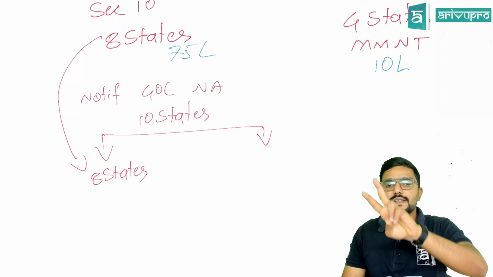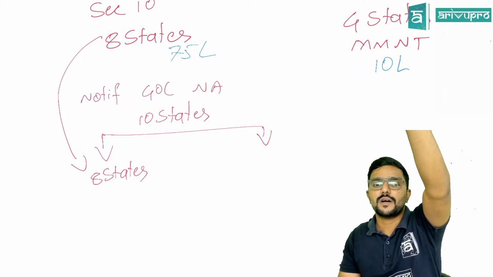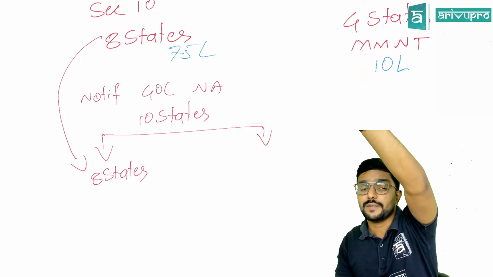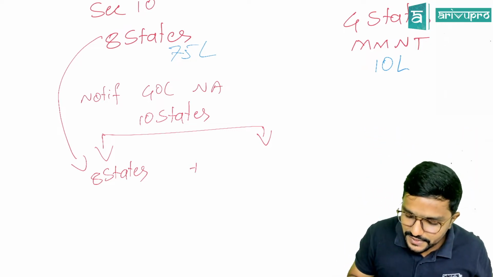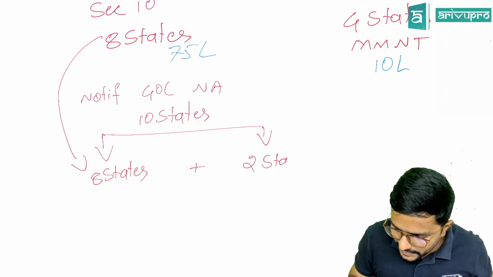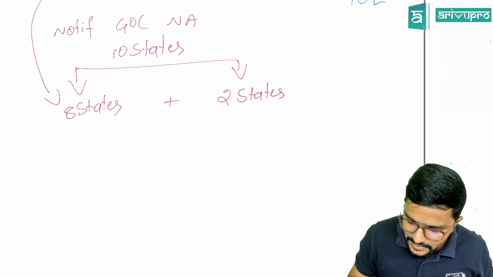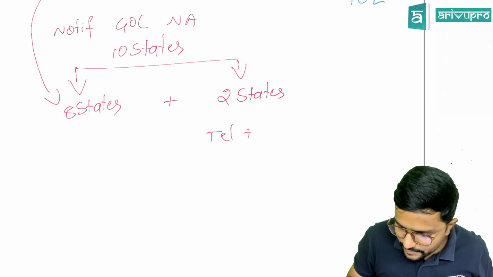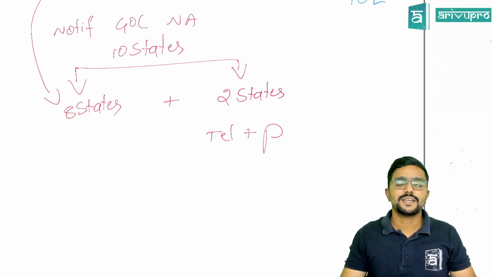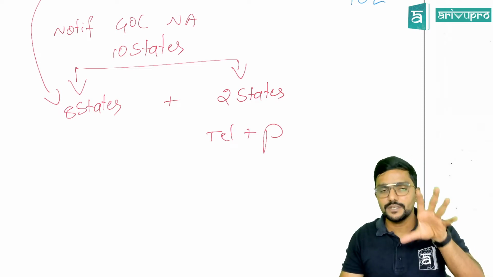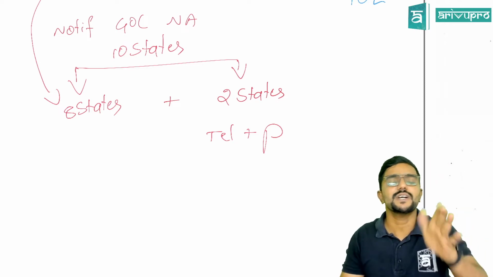That's 10 states. As it is, in the composition scheme, they have kept the 75 lakh limit for 8 states. They have taken those plus 2 more states. So those 2 more states are Telangana and Puducherry. TP. Telangana and Puducherry. This is just a logic for you to remember, guys, or a shortcut to remember.